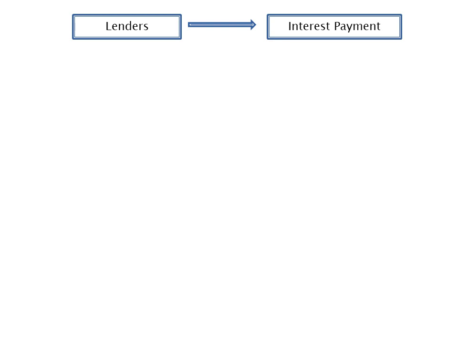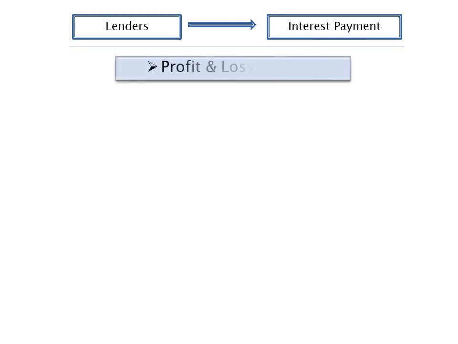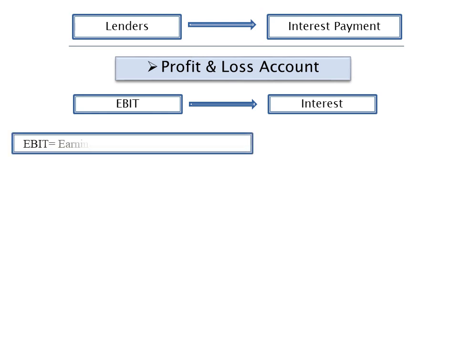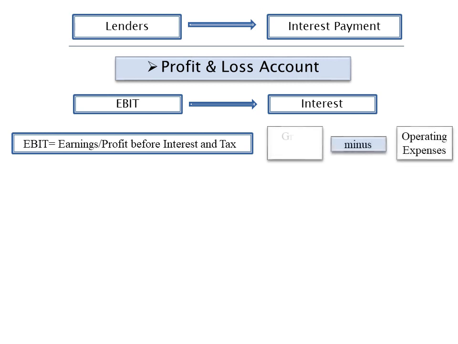This ability is presented by the interest coverage ratio. This ratio is calculated from the information available in the profit and loss account. This ratio establishes relationship between EBIT and interest claims. EBIT means earnings or profit before interest and tax, also known as operating income, and it is calculated by deducting operating expenses from gross profit.